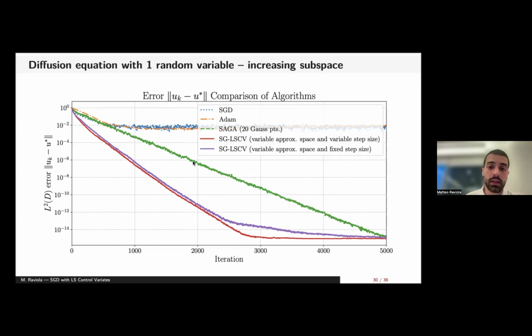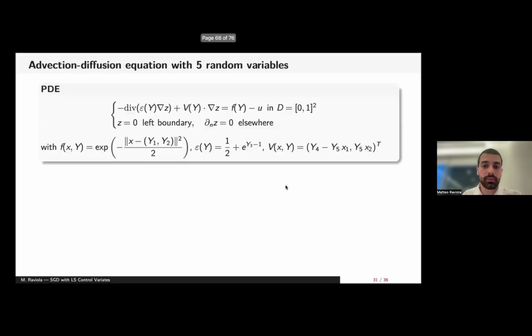What we can beat is SAGA with 20 Gauss points. So here we are comparing with SAGA with the spectrally accurate quadrature, of course. So also in SAGA we're kind of exploiting the smoothness of the map that we're exploiting with our algorithm, and we see that we massively outperform SGD and Adam in this benchmark.